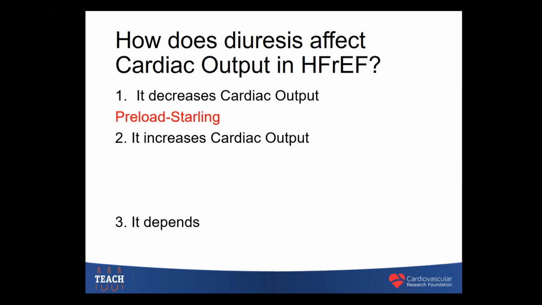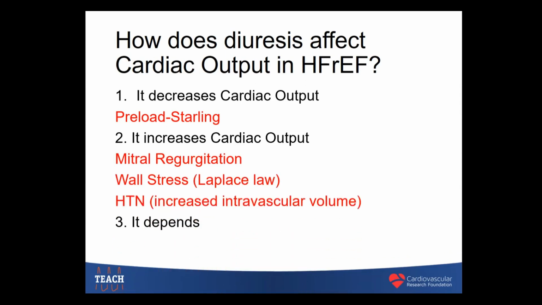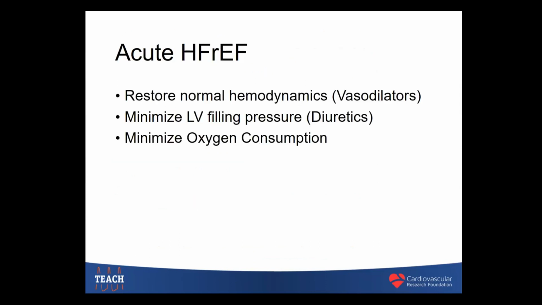So the answer is it depends, but you can decrease it by preload, exactly as you said, and you can increase it by improving your mitral regurgitation, decreasing your wall stress, and also there is a certain component of just having increased intravascular volume, which does lead to pressure. And so by driving that down, you will decrease a certain form of your afterload.